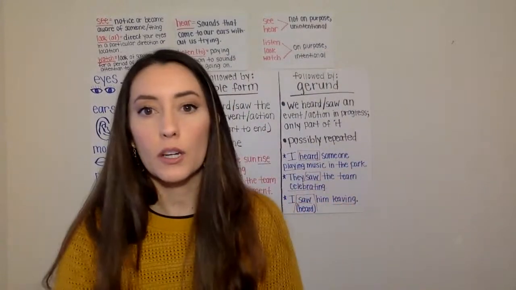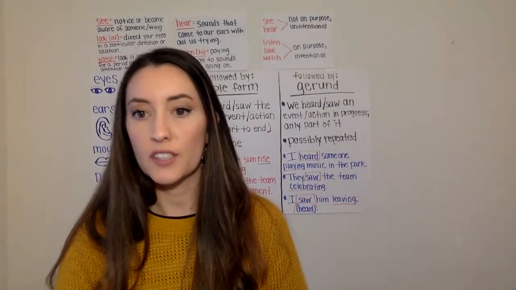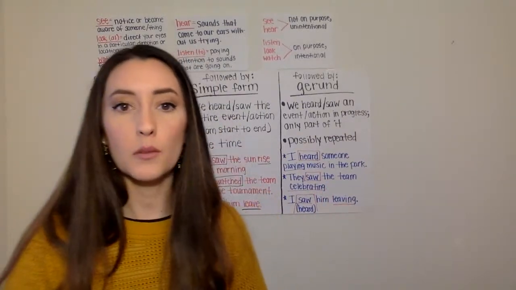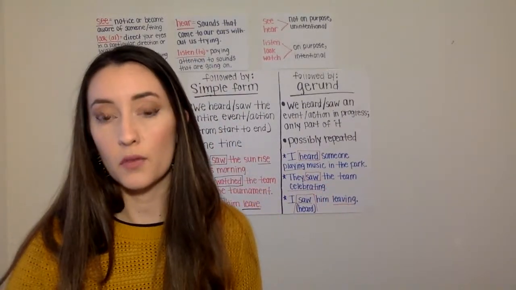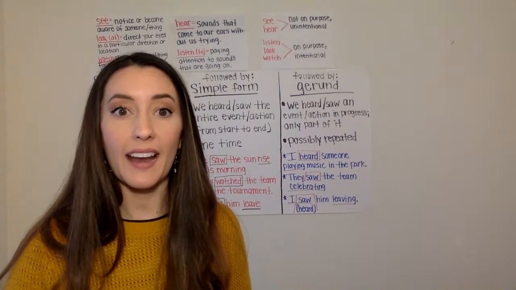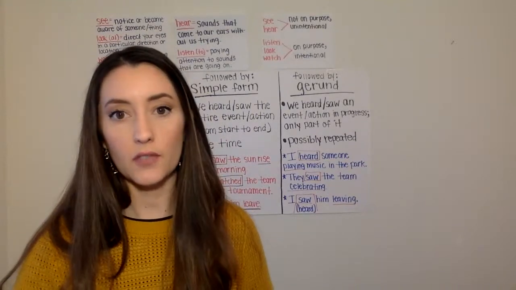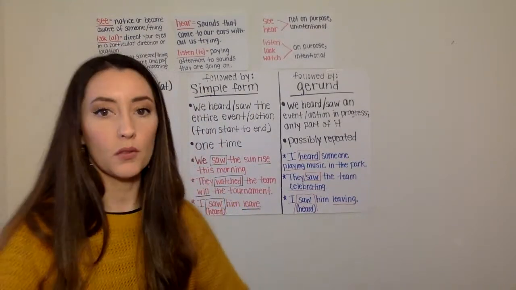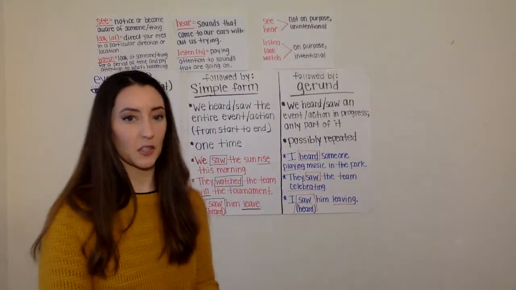Okay, so we're gonna look at two ways to use verbs of perception in a sentence. The first way is when it's followed by a simple form of another verb. The second way is when it's followed by a gerund, okay? Another verb that is in the form of a gerund. So first, let's take a look at simple form. Let me scoot back a little bit.